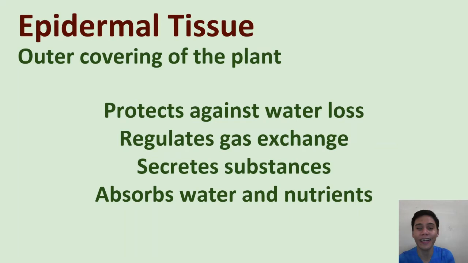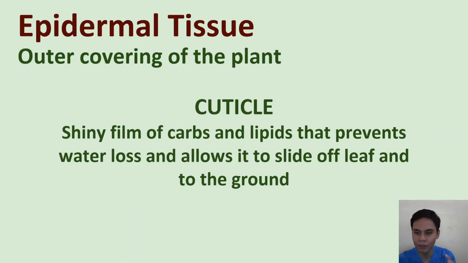Part of your epidermal tissue is the cuticle. It's a shiny film of carbohydrates and lipids that prevents water loss. It also lets water slide off the leaf and fall to the ground where the roots can take in the water and any other dissolved materials in the water that the plant may need.